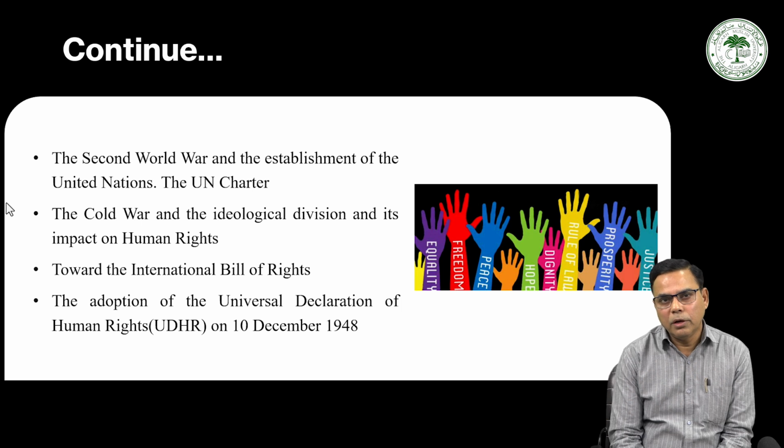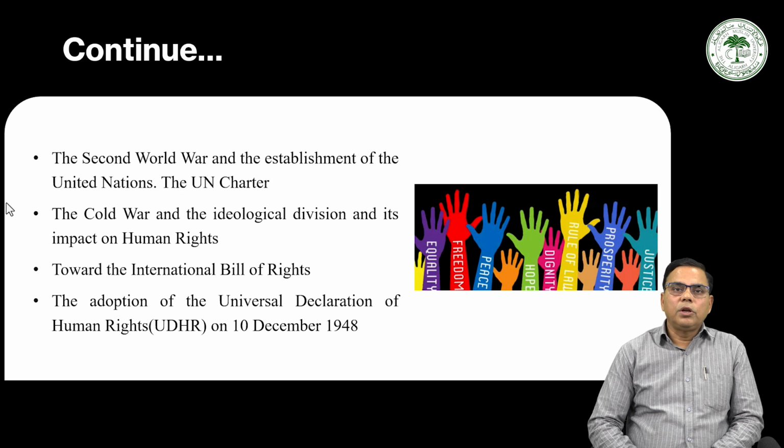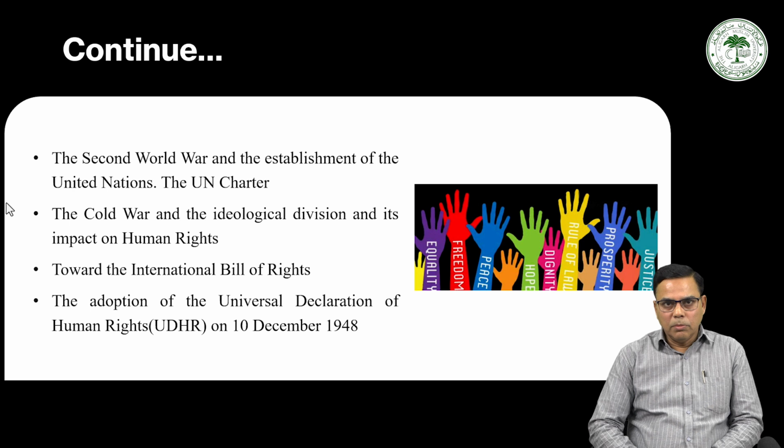So, one of the most important developments was the adoption of the Universal Declaration of Human Rights on 10 December 1948 by the United Nations General Assembly. As the name itself suggests, it was a universal declaration. It means it was applicable to all the nations and all the people, whether big or small, and they all agreed upon this. It has a preamble and 30 articles.